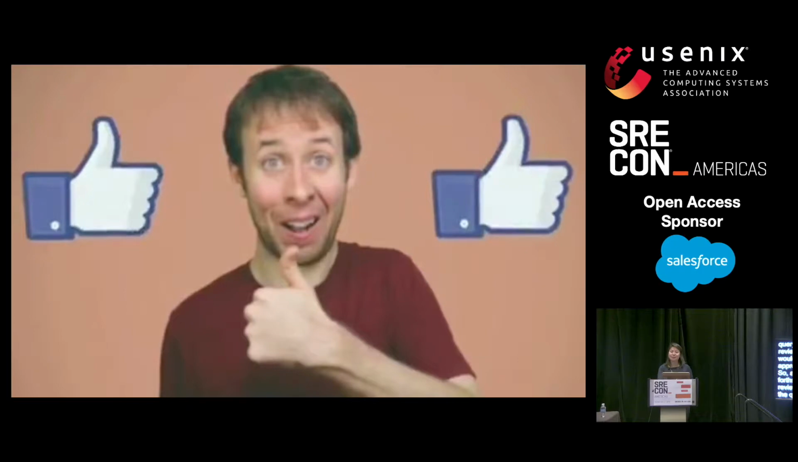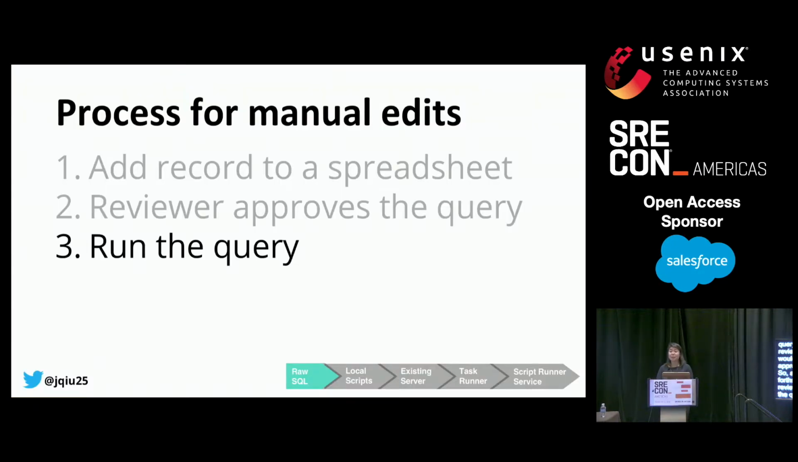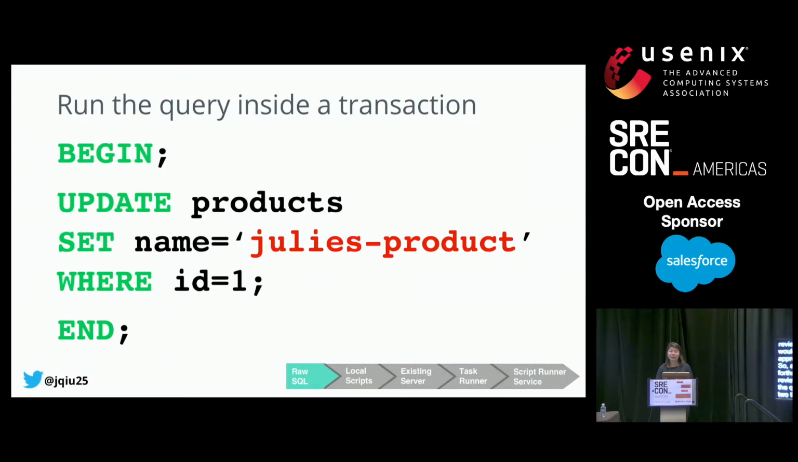And once you get those 2 thumbs up, the last step is to go ahead and run the query. So in this step, we ask everyone to do their manual edits inside a transaction. That way, if you notice that you made a mistake halfway through, it's really easy to actually roll back.